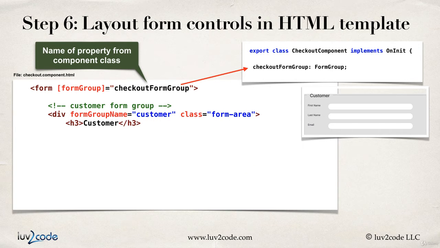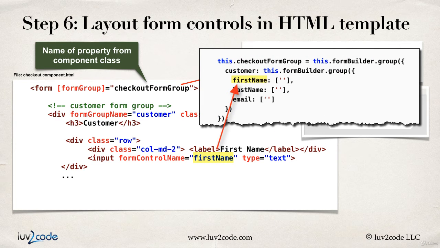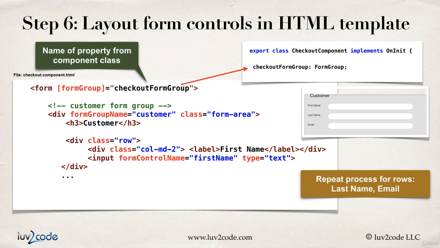And then I simply do an H3 here for customer. And then I add a row for our first name field. So I have input formControlName equals firstName, type of text. And I simply repeat this process for the other rows for last name and email. And that's the basic piece of my form just for this one given group.